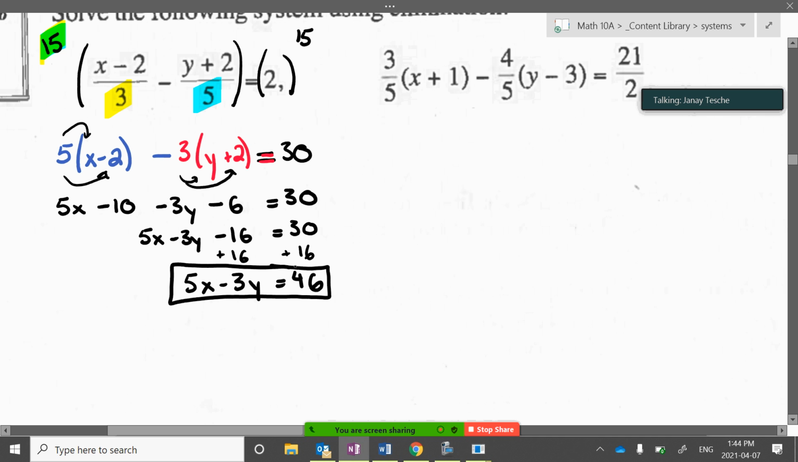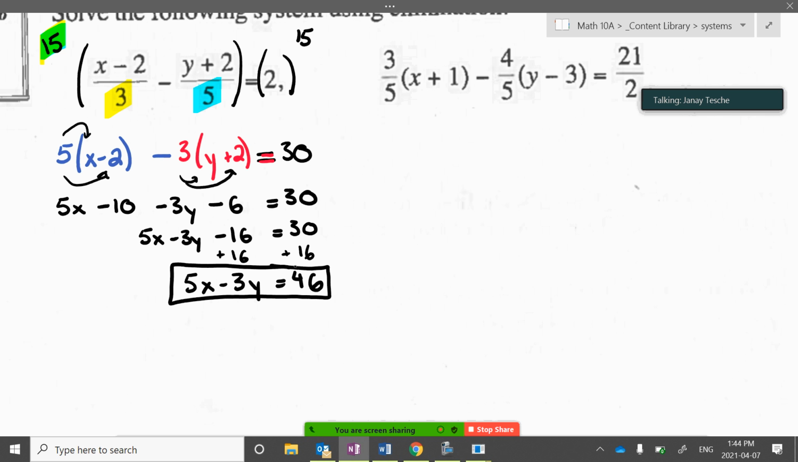That was a lot of work just to clean it up and make it friendlier. A lot of room for a little error.